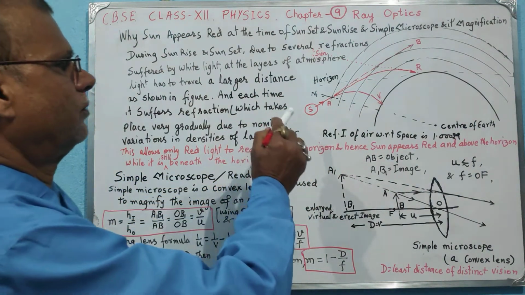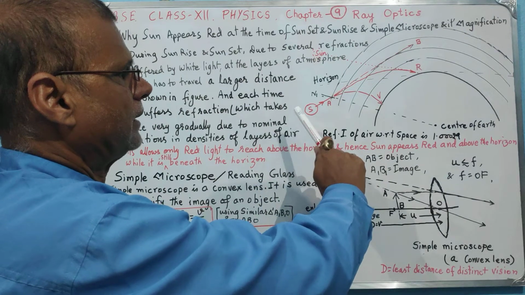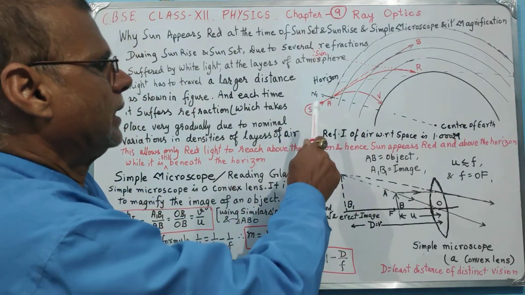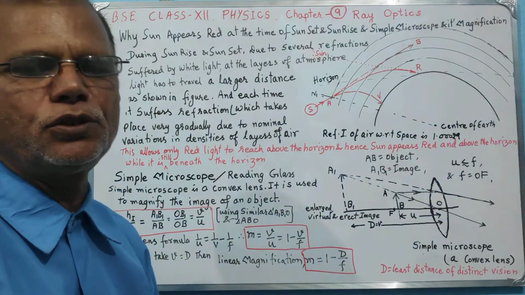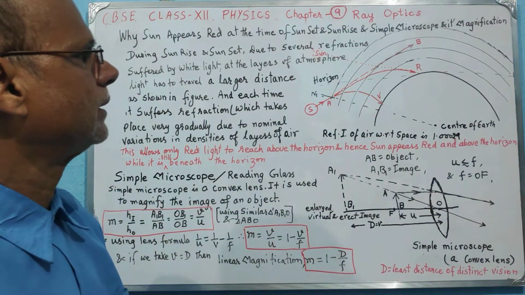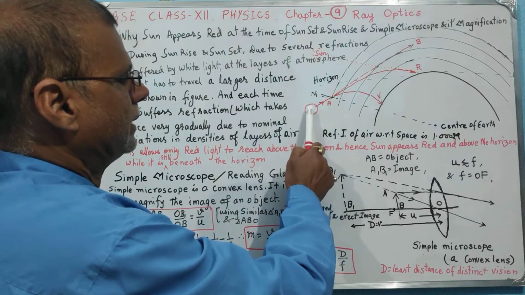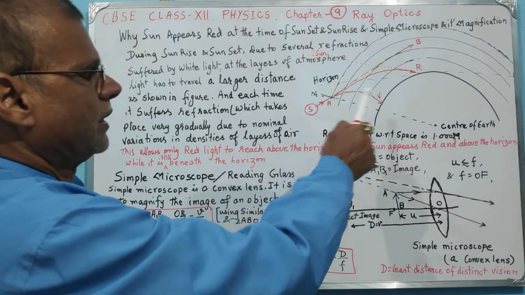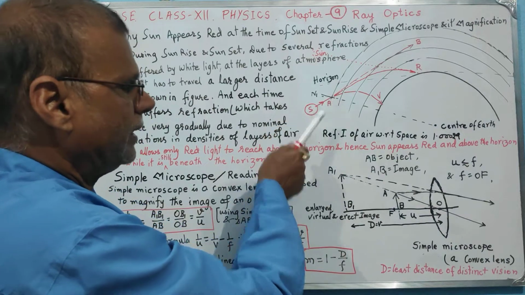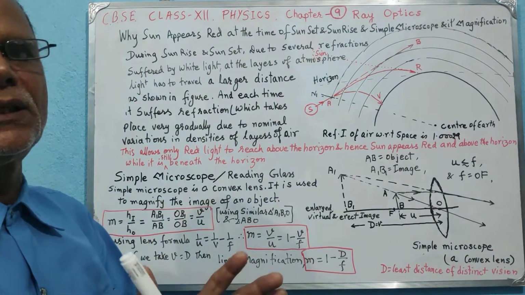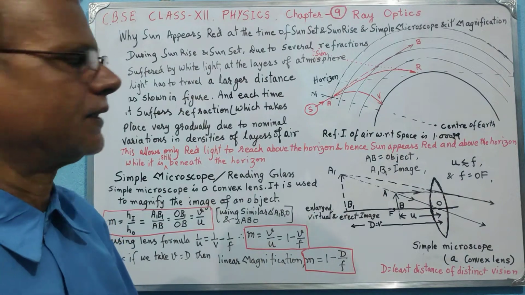And so when the light ray comes from the sun, traveling through space and reaching the air atmosphere, immediately it suffers refraction, because the refractive index of air with respect to space is 1.0029, and due to this the light ray bends towards the normal. Here we have taken one instance while the sun is lying below the horizon, and in that case the ray bends towards the normal as it suffers refraction, due to which the 7 colors of sunlight spread out and follow different paths.